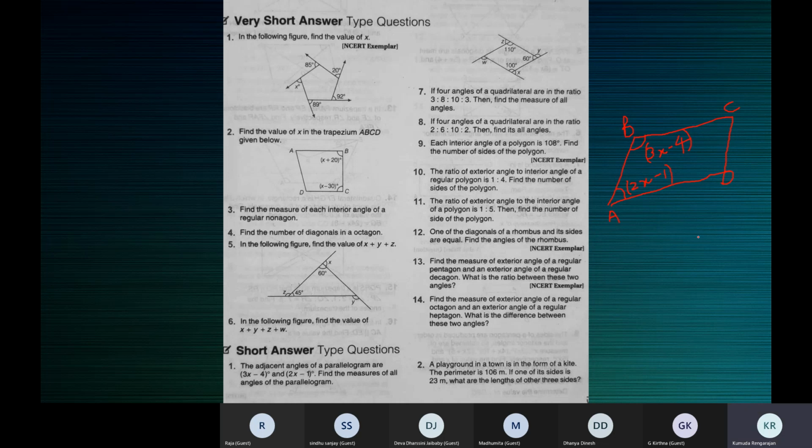There are 4 pairs of adjacent angles. You mark any one pair. So I have marked A and B. There is no rule that I should mark A and B. You can mark B and C.